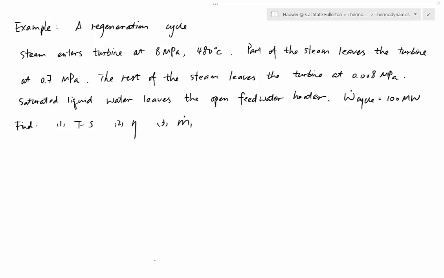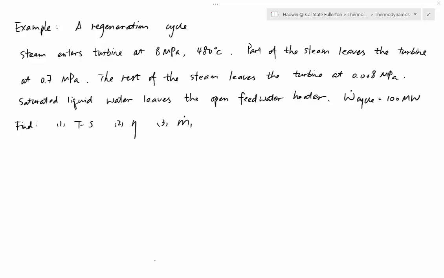Now let's do one example for a regeneration cycle. Steam enters turbine at 8 megapascal, 480 Celsius. Part of the steam leaves the turbine at 0.7 megapascal. The rest of the steam leaves the turbine at 0.008 megapascal. Saturated liquid water leaves the open feed water heater. W dot cycle is equal to 100 megawatts.